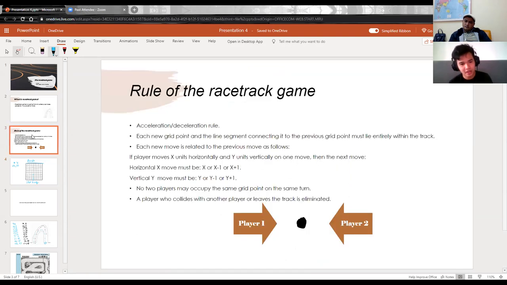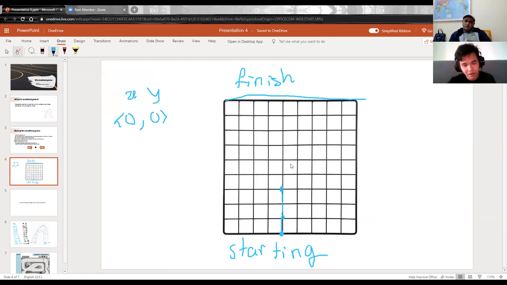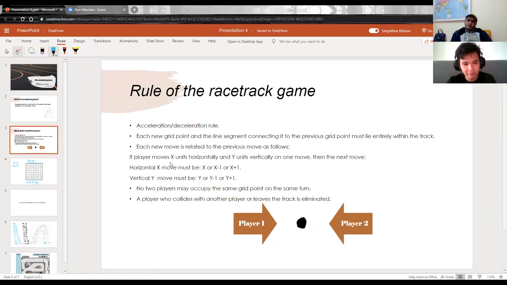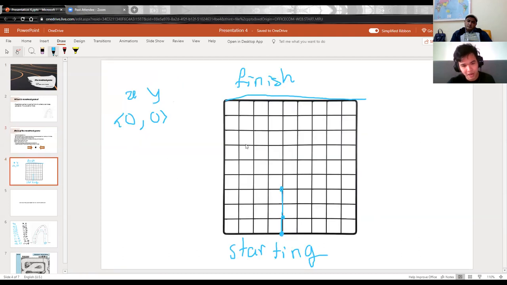And now go to the third rule. Each new move is related to the previous move as follows. If a player moves X units horizontally or Y units vertically on one move, then the next move horizontally must be X, or X minus one, or X plus one. So how is that determined? Right here, we have moves one and two. Starting from that, we have horizontal Y, one, and then two. So now we are at the third turn.